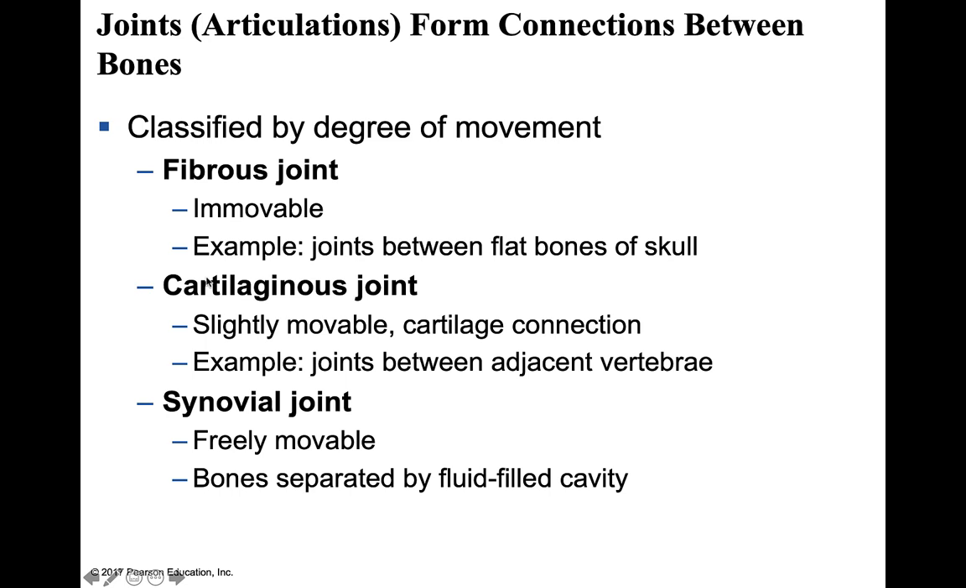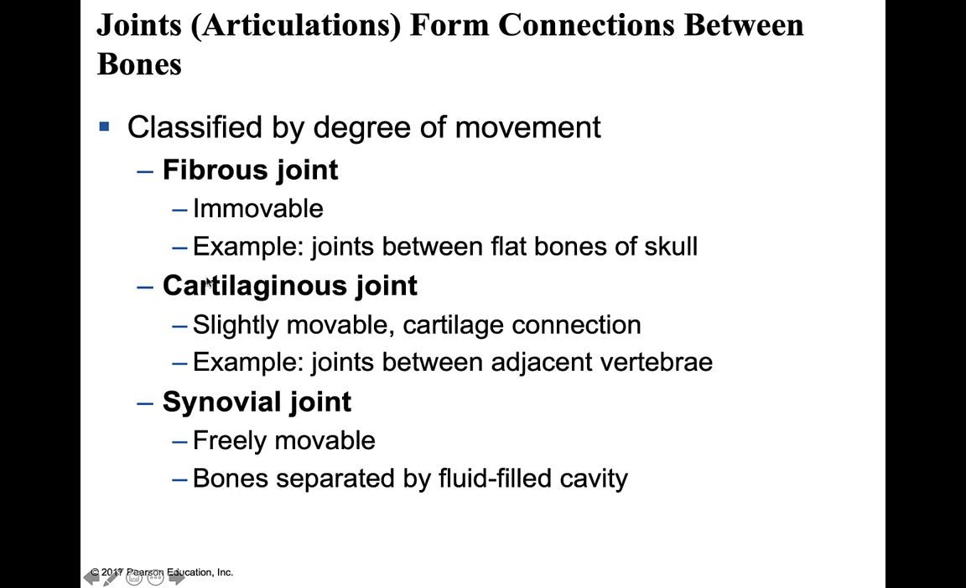We have fibrous joints. They are immovable, and the best examples of those are the joints between the flat bones of the skull. We have cartilaginous joints. These are slightly movable, and there's a cartilage connection. A really good example of those are the joints between adjacent vertebrae.